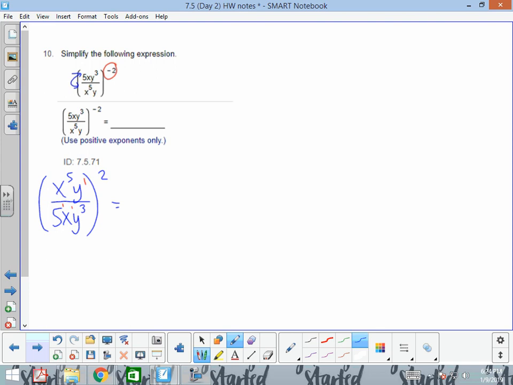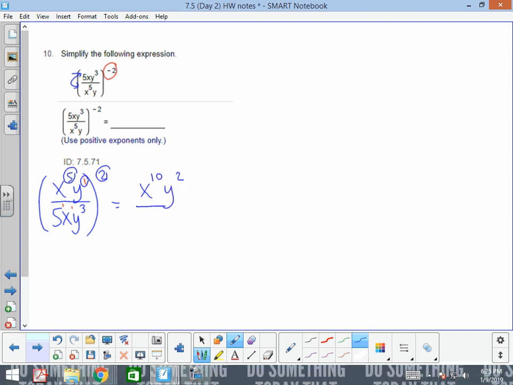Now, x to the 5th times 2 is x to the 10th. y to the first times 2 is y to the second. On the bottom, 5 to the first, 1 times 2, that's 5 to the second. x, 1 times 2, that's x to the second on the bottom. y, 3 times 2 is y to the 6th. All right, so now I'm going to separate all the fractions.